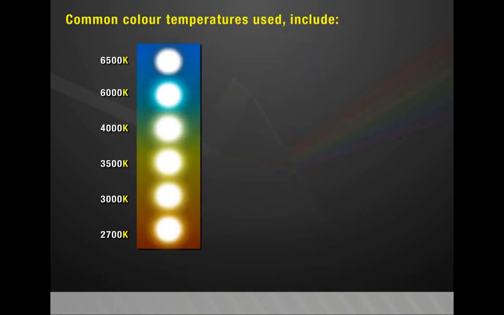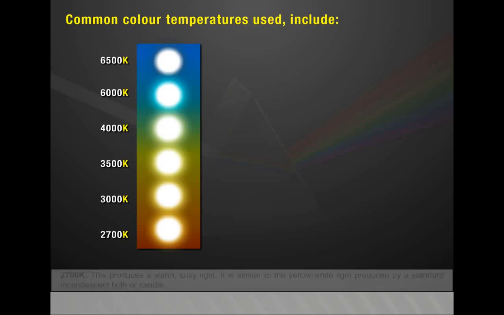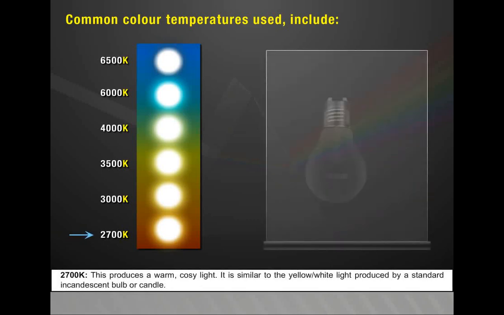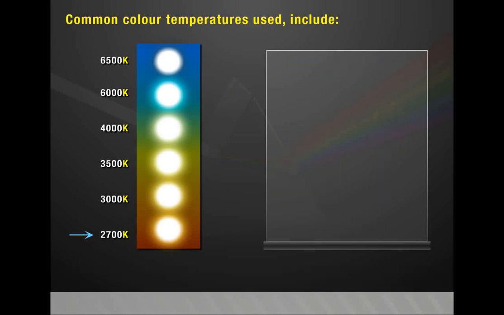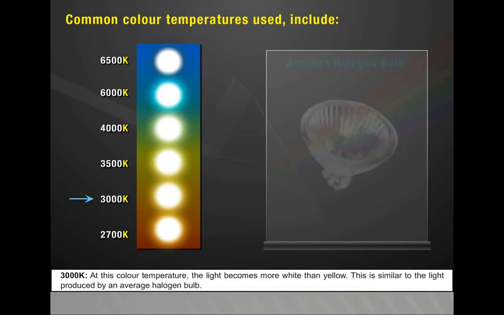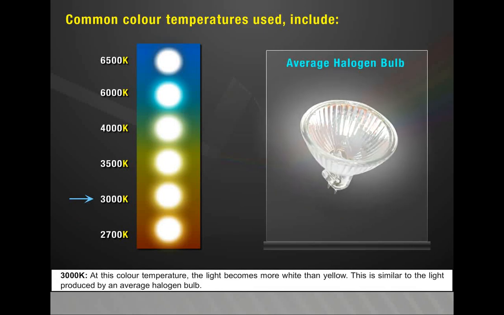Common color temperatures used include 2700 Kelvin. This produces a warm, cozy light. It is similar to the yellow or white light produced by a standard incandescent bulb or candle. 3000 Kelvin. At this color temperature, the light becomes more white than yellow. This is similar to the light produced by an average halogen bulb.